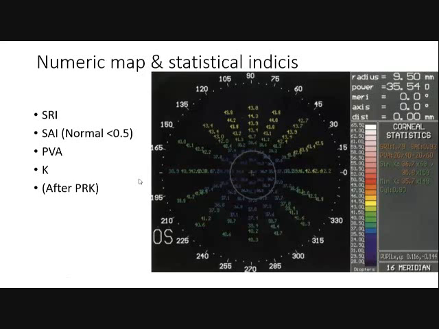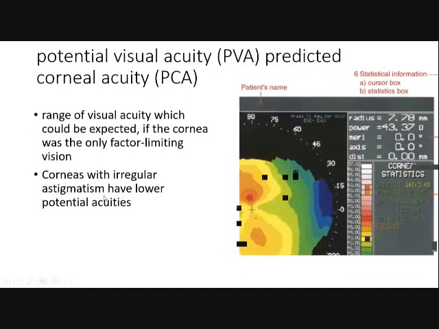Okay, so I will be a bit louder, but if you can see, this is the statistics block. The headings are SRI, surface regularity index, SAI, and PVA. So we will see each one by one. So this is the potential visual acuity, PVA, number 3 index. It gives us the range of visual acuity which could be expected if the cornea was the only factor limiting vision. Corneas with irregular astigmatism have lower potential acuities.